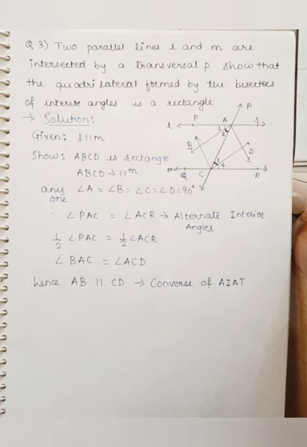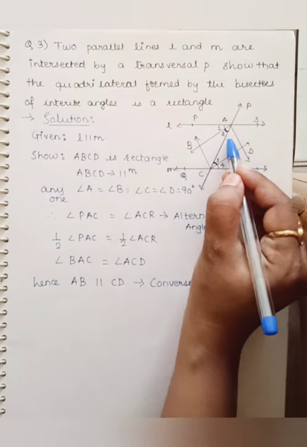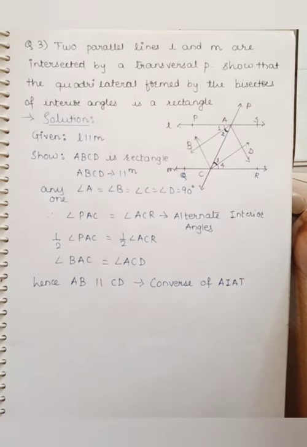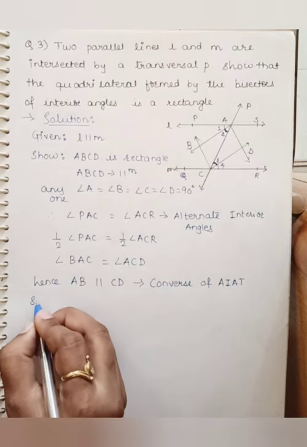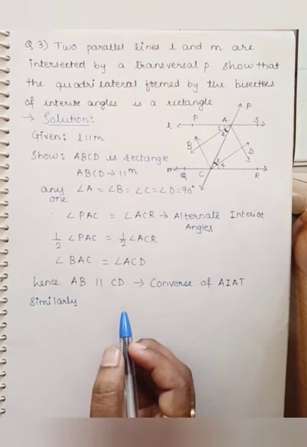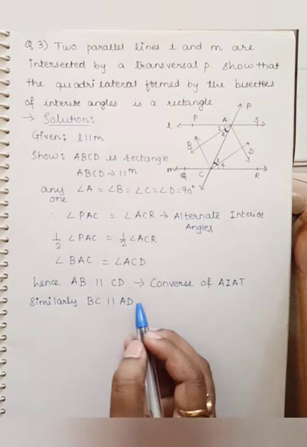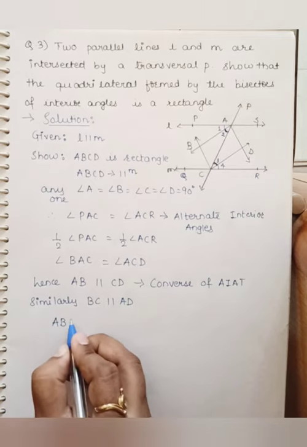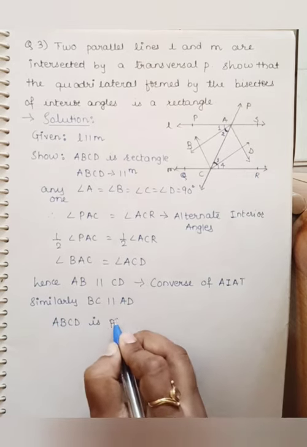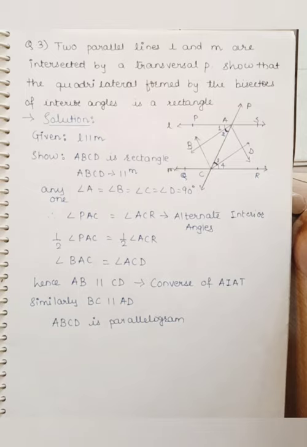Now, similarly, if I have to show BC parallel to AD, which angle will I be considering? This complete angle is equal to this complete angle, isn't it? Yes, you have to show the complete angle to be equal. So hence we can write similarly, whenever the proof is all the same, you can write it similarly. I can show BC is parallel to AD. Okay, so from these two, I can say that ABCD is a parallelogram. So this much I have got. Now the only thing left to be shown is any one angle as 90 degrees.